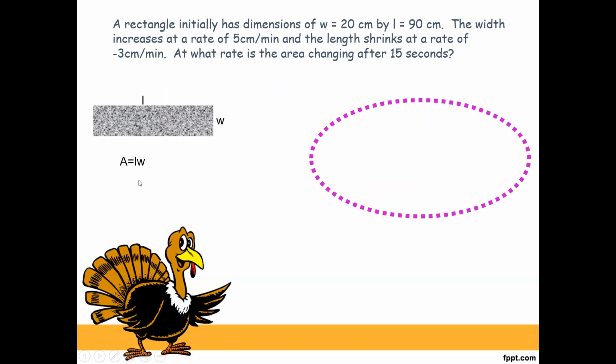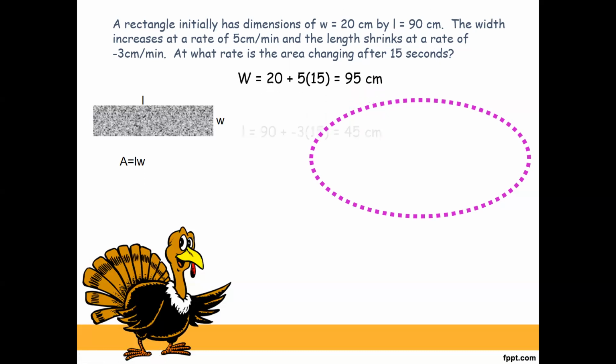All right, so area is length times width. Now, after 15 seconds, if the width is growing at 5 centimeters per second, 5 times 15 is 75. Add that to the 20, and our width after 15 seconds is 95. Our length is shrinking at a rate of -3 centimeters per second, so after 15 seconds it would have shrunk by 45. If it was initially 90, 90 minus 45 is 45. So after 15 seconds, the length is 45. That's all what that means.